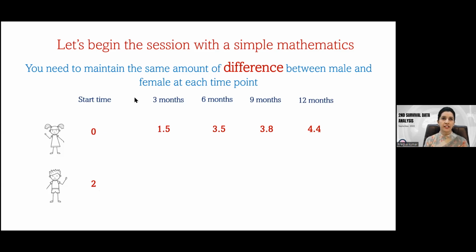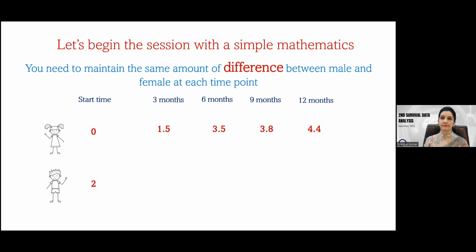And if I need to maintain the same amount of difference between male and female at each time point, there are various time points, like the start time, which we can take as 0 time. Then there are 3 months, 6 months, 9 months, and 12 months. So if I have to maintain the same difference between the measurement of a boy and a girl, what value should I type here at 3 months? All of you, please type in the chat box.